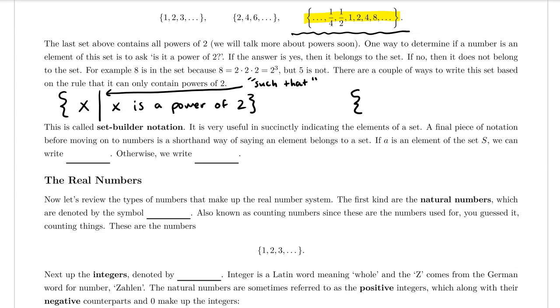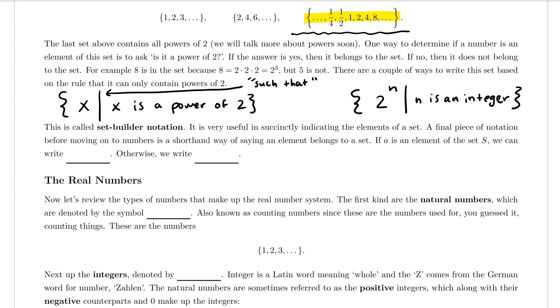Another way that I could describe this set is I'm going to have my left curly bracket, and then I'm going to write 2 to the power of n, where n, or such that n, is an integer. And then I'm going to close my curly bracket. So this is another way I could have written that highlighted set above. So this is called set builder notation. It's very useful in succinctly indicating the elements of a set.